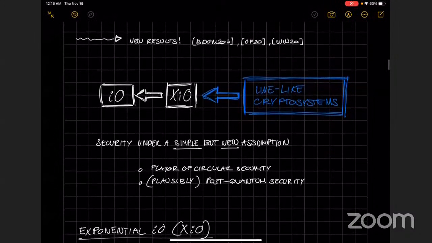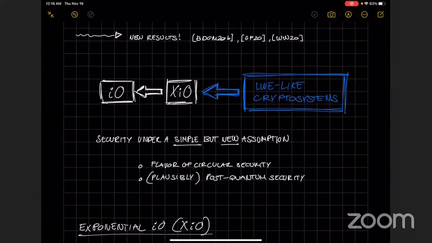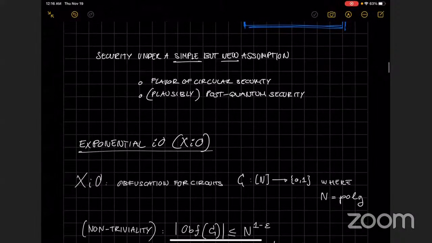Okay, so to give a little bit of context, now I'm going to define what is exponential I/O, XIO in short. XIO is an obfuscation for circuits, as we discussed before, with the relaxation that we do not consider any polynomial size circuits, but only circuits with a binary output, 0 or 1, and with an n-size domain, where n is some polynomial in the security parameter, which means in particular that the domain of the circuit is not exponential. So these are a very weak class of circuits that we are setting to obfuscate. This should make our life much easier. In particular, this also means that we can go over the whole domain of the circuit in polynomial time.